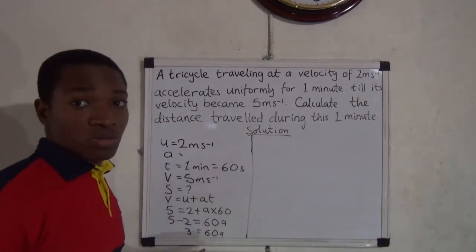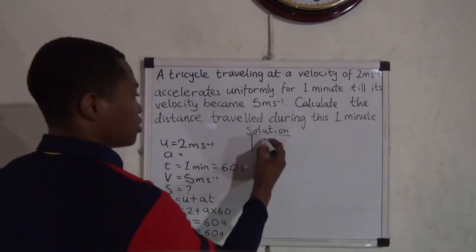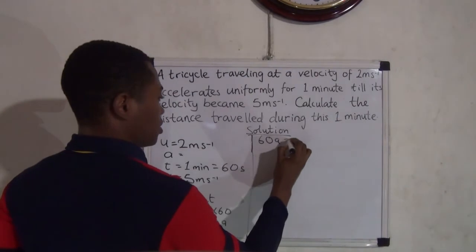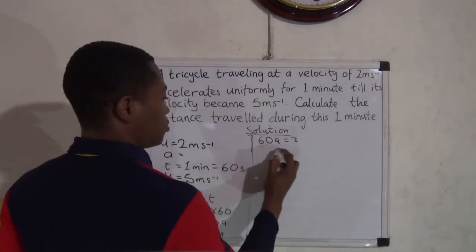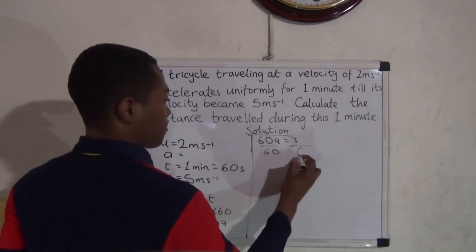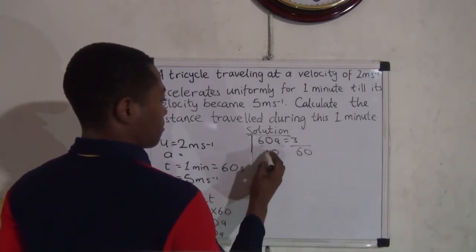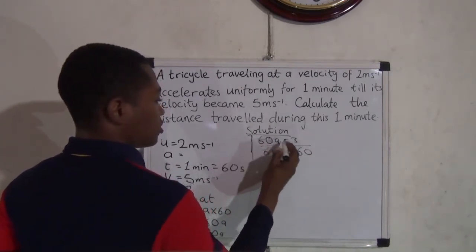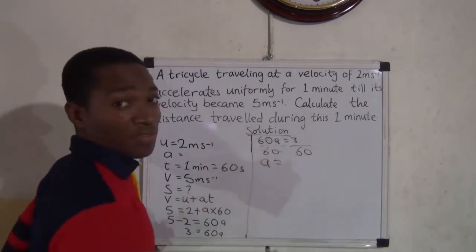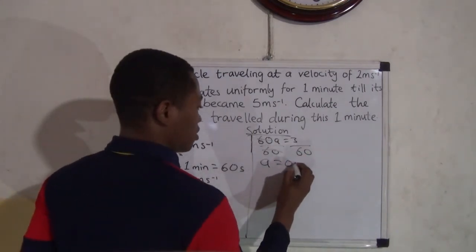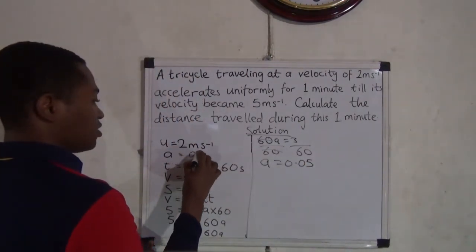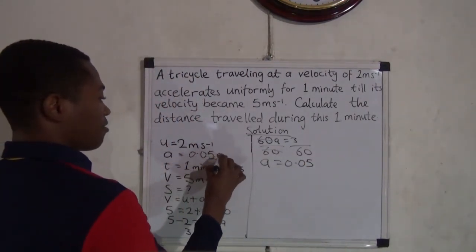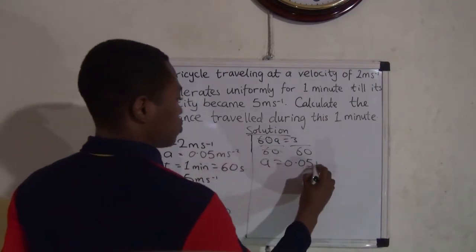Now, if 3 is equal to 60a, that also means 60a is equal to 3. Now you can divide both sides by 60. You cancel 60. A is equal to 3 divided by 60. You have 0.05. So we have our a as 0.05 meters per second square.